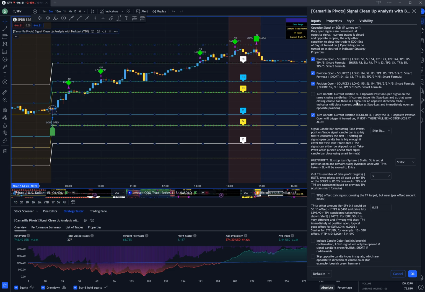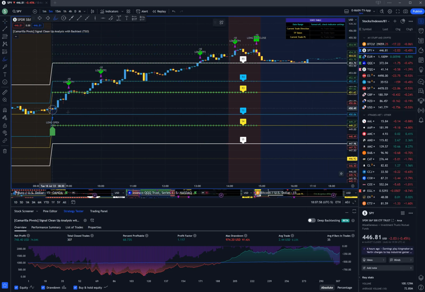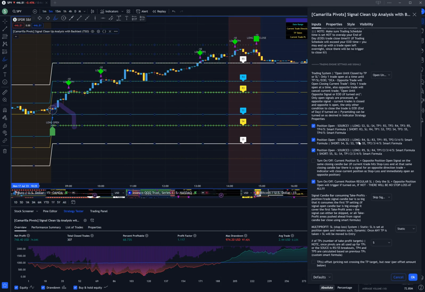Next is the current position stop loss, SL, with opposite position open signal at the same time. Basically, if there's a stop loss and an opposite position signal at the same time, for example, if this one would open, go down, and stop loss, this is the stop loss here, S4, as you have seen before, source 2 short is S4, and if that same candle, which would stop loss the long position, would match a signal for short position, it would immediately close the current position and open the opposite position.